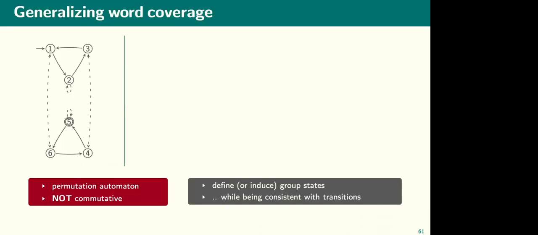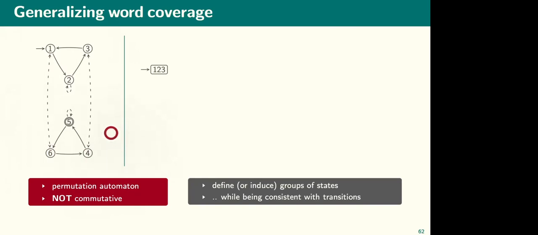Now, the big question is, can we generalize this word-covering approach? The answer is positive. Let us consider this new example, which is a permutation automaton that is not commutative. It's easy to see that it's not commutative because if I read a plain and then a dashed transition, I go from 1 to 2, whereas if I do the converse, first dashed line and then plain line, I reach 4. So this automaton is not commutative. As previously, we are looking for constructions that define families of states which are consistent with the transition function. So let's try the subset construction.